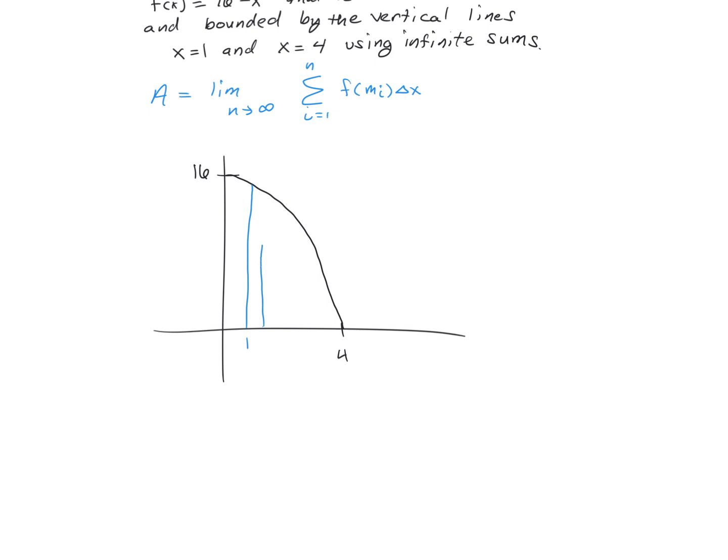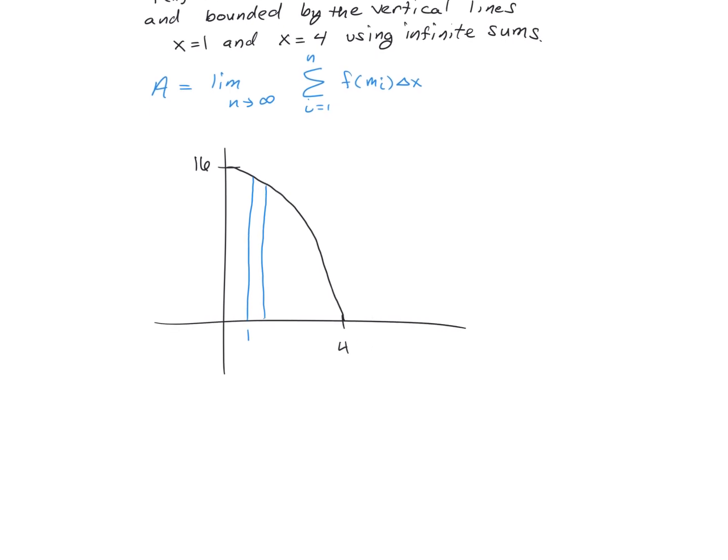The easiest way to do this is to draw a bunch of vertical line segments under the graph, and then determine if you want to use underestimates or overestimates. We're going to use underestimates, which means our first rectangle is going to have this height here. And we continue this all the way across, and in doing so, we're going to have the area of each of these rectangles summed up.